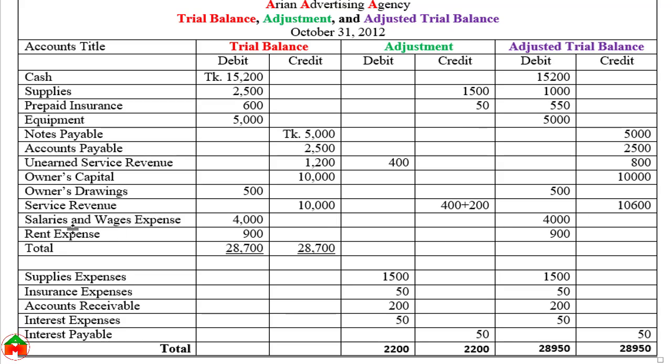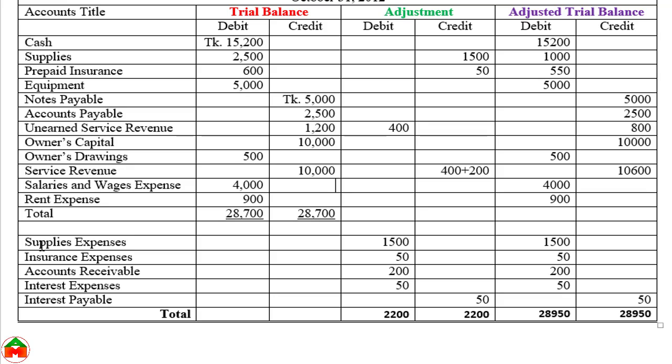Okay, here salaries and wages expense 4,000 debit, there is no adjustment, so 4,000 debit here. Okay, here rent expense debit 900, there is no adjustment here, so 900 debit here. And these new accounts we also need to transfer: the new account salaries expense 1,500 debit, so here 1,500 debit. Here insurance expense 50 debit. Okay, here accounts receivable 200 debit. Here interest expense 50 debit. Here interest payable 50 credit.